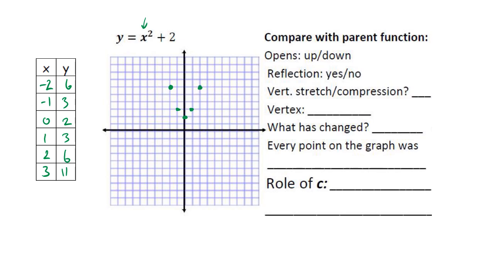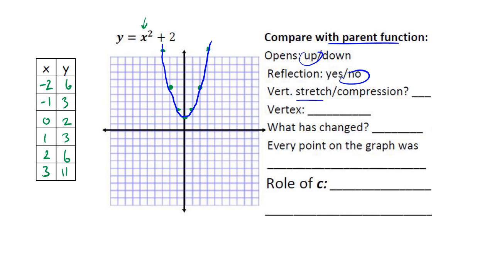These are our points. If I want to try the (1, 3), (1, 3) would be right here, and its reflection should be right here because it's symmetric. I can create my graph by connecting the dots. Now we can answer our questions. Compare with the parent function. This parabola opens up just like the parent function. There is no reflection because it's still opening up.